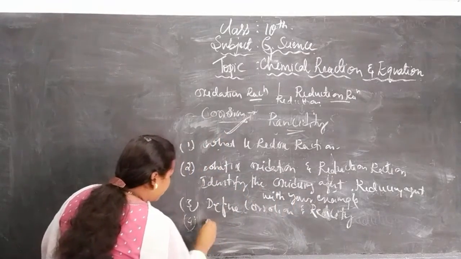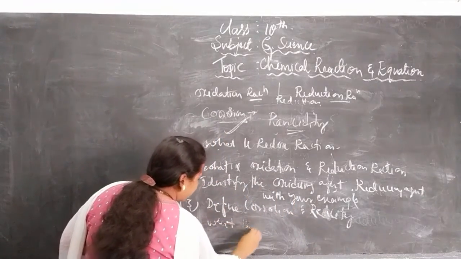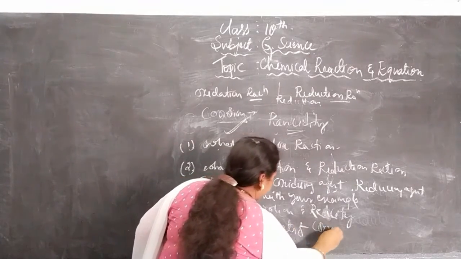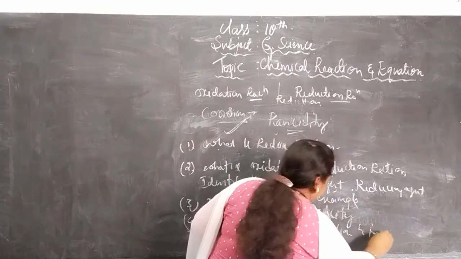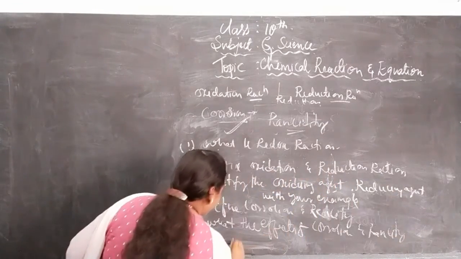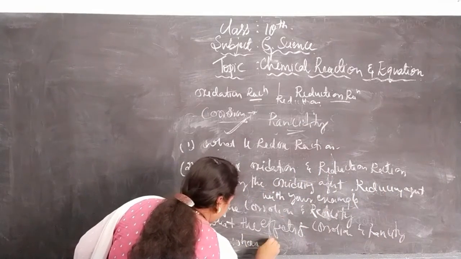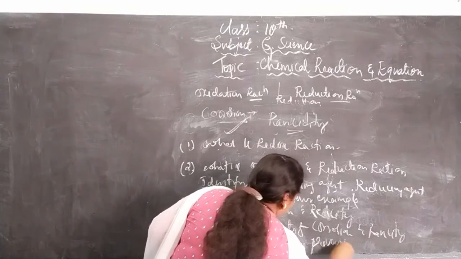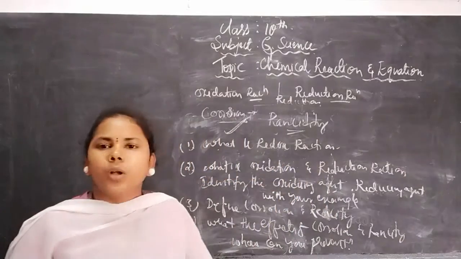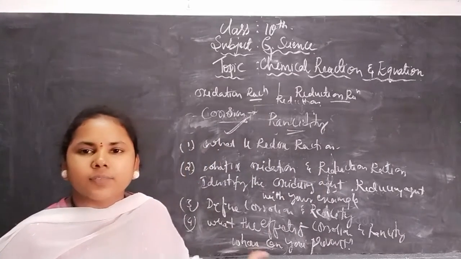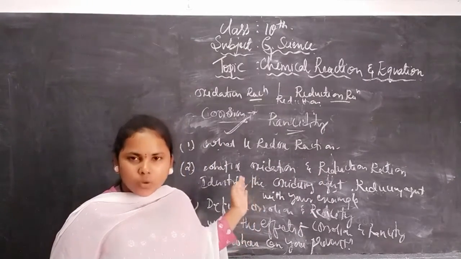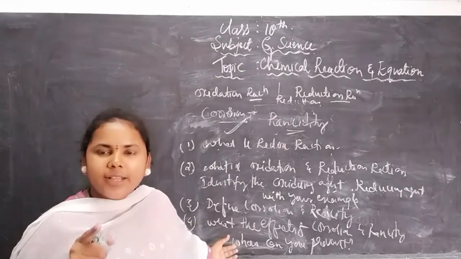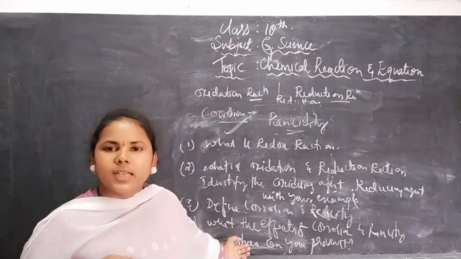Now, the fourth one: what are the effects of corrosion and rancidity? How can you prevent them? So, I hope you will definitely answer all these questions. Please go through this, identify the equations, try to answer these, and write them in your homework book once again. Understand? So, thank you.